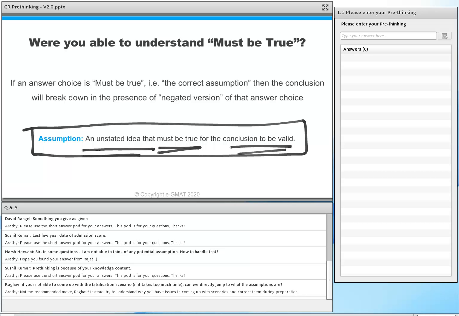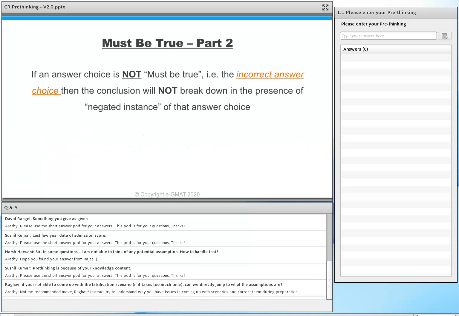A lot of stuff in critical reasoning is, for lack of a better comparison, like physics or economics in many ways. Which means once you understand the principles, you can pretty much answer any question. I mean, I understand Newton's laws, I understand materials, I can pretty much design any bridge. It's that pure. It also works the other way: if an answer choice is incorrect, which means it's not the correct assumption, then the conclusion will not break down in the presence of the negated version of that answer choice.